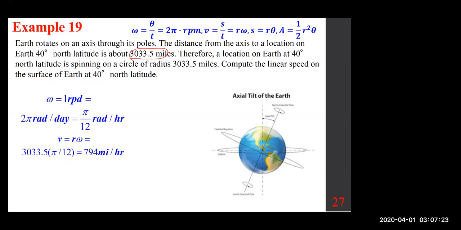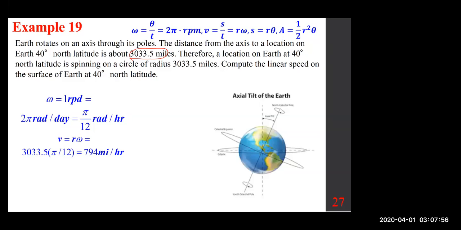Now, I want you to know that that 40 degrees north latitude is a piece of information that doesn't come to calculation directly. What comes to calculation is that at that latitude, there appears to be a different radius that we have to deal with. That's really the point of this question, the radius that we use.